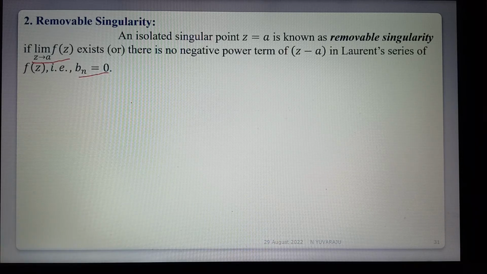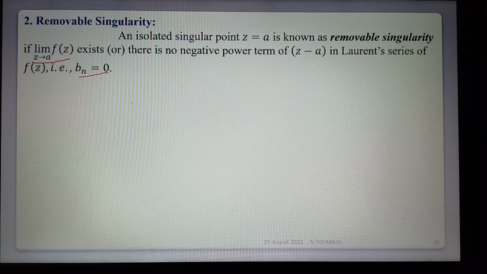That means finding the limit value at the point a, because z equal to a is the isolated singular point, only one point should be there. That point is called a removable singularity when the limit of the given function at the point z equal to a exists, and exists means a finite value should exist.